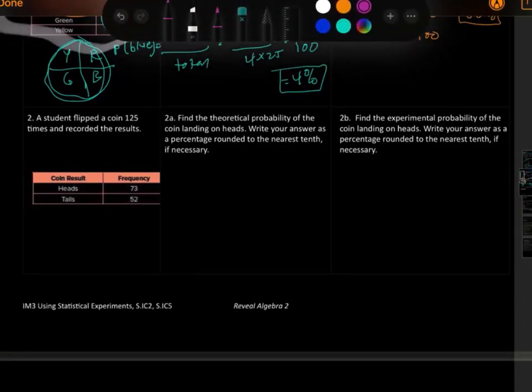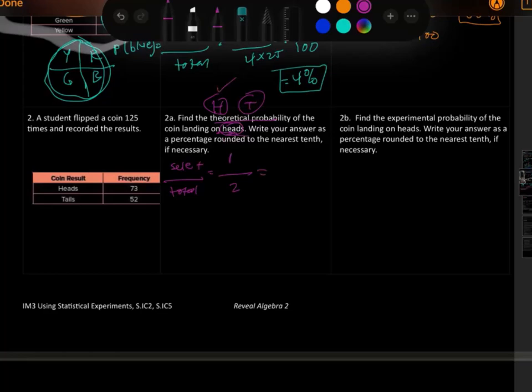A student flipped a coin 125 times and recorded the results. Find the theoretical probability. So let's go and do the theoretical probability. Again, this is the total, or another way of saying it is all versus what you want, the select. Well, if there's only 2 choices, it's either going to be heads or tails, so it's only 2 of them. But we're trying to get heads, and so you can just write this out, right? You did the coins before. There's 2 coins, so that's the total, and you're trying to select a head, so that would be 1/2.